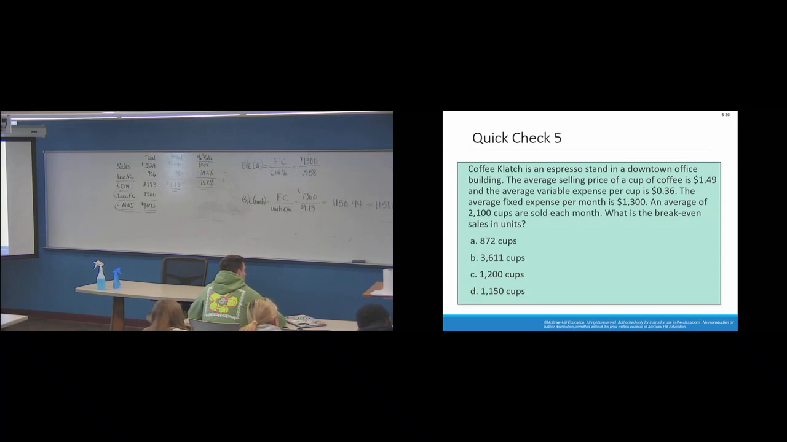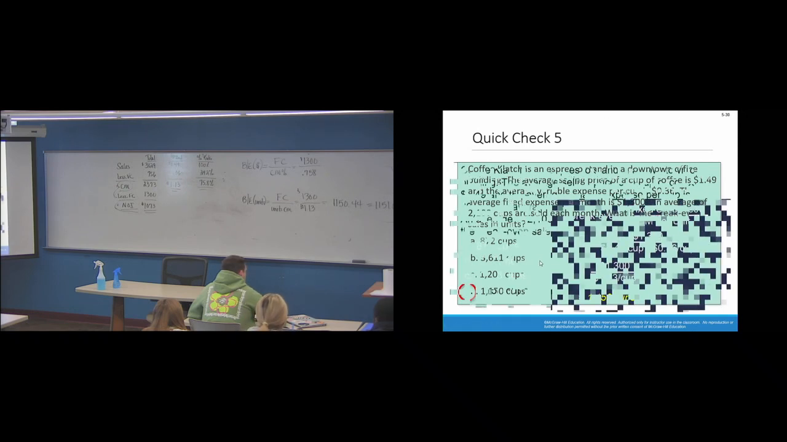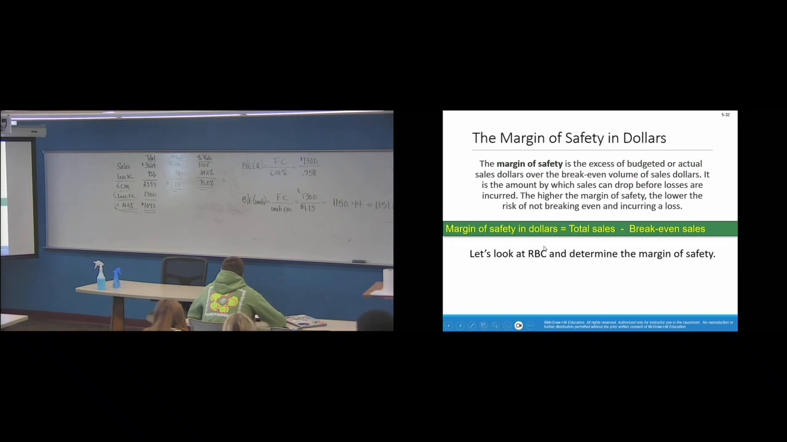Someone might argue, well, okay, 0.44 of a cup, you're going to have some change. Well, I might have some change, but I still didn't break even. I still need to sell another half a cup of coffee just to break even. And I don't sell my coffee by the half cup, so I have to round up to the next whole cup. So the better answer would be 1151. Make sense? Okay.